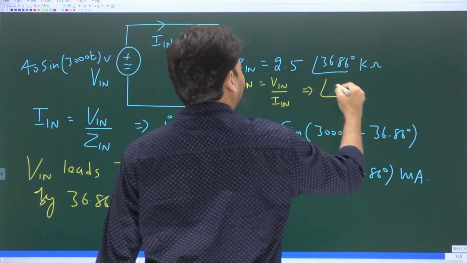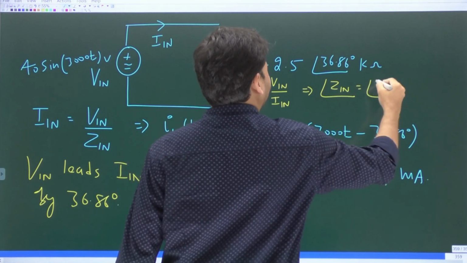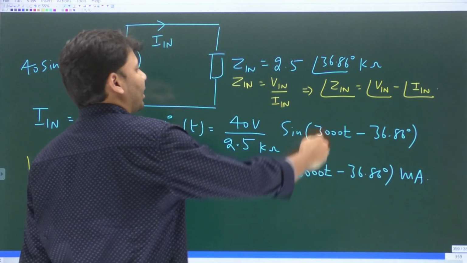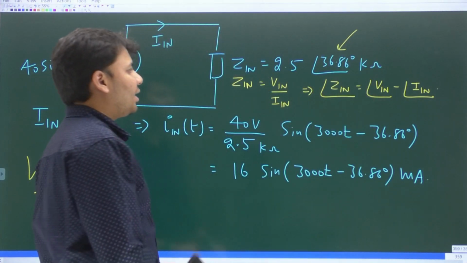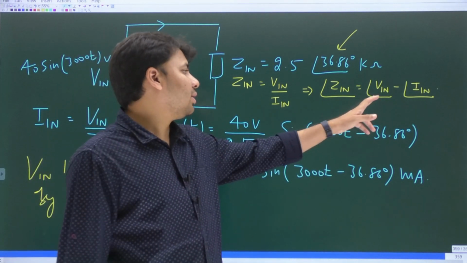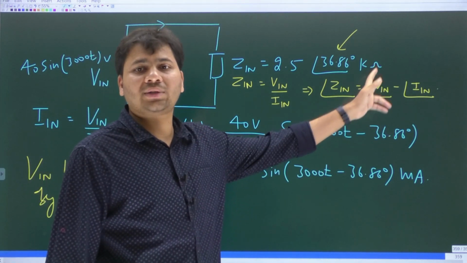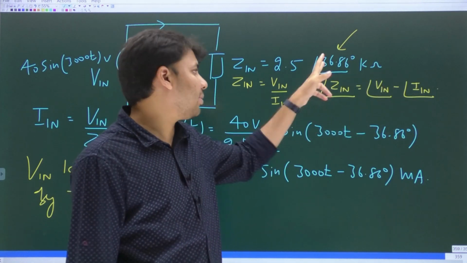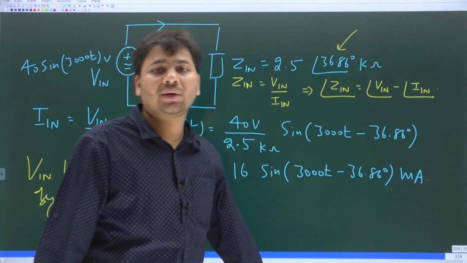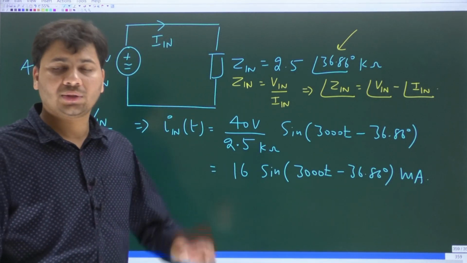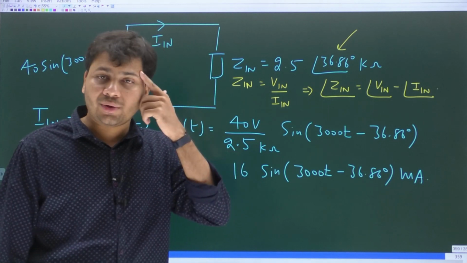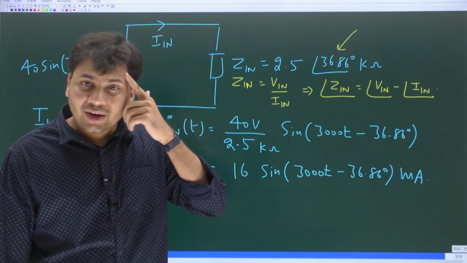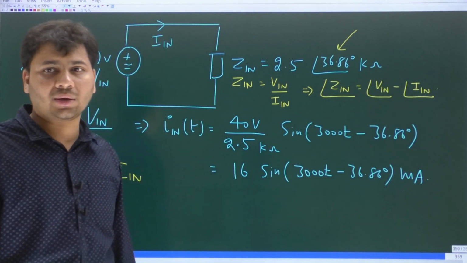And this also means that the angle of Zn will be equal to the angle of Vn minus the angle of In. So here itself you can see that the angle of Zn is positive. That means the phase difference between the input voltage and the input current is positive. In other words, the input voltage will lead the input current by an angle equal to the angle of the input impedance. So always the angle of the input impedance will directly tell you whether the input voltage will lead or lag or be in phase with respect to the input current. You understood? Yes.